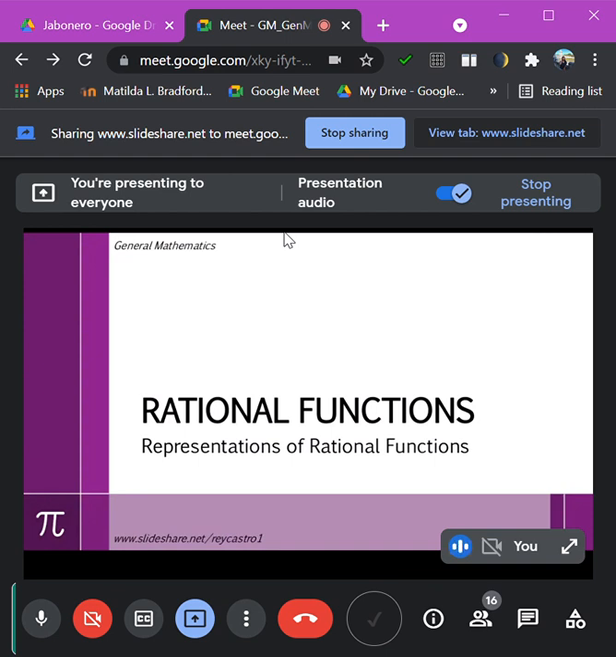Okay, so for now, we're still going to talk about rational functions, rational equations, and rational inequalities. So here, as you can see on the screen, that is rational functions, representations of rational functions. So how do we represent our rational functions? So, do you have any idea?